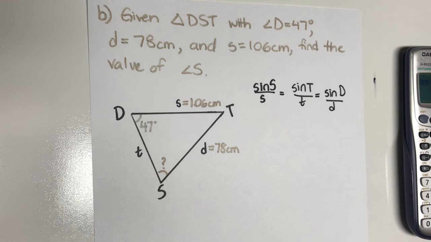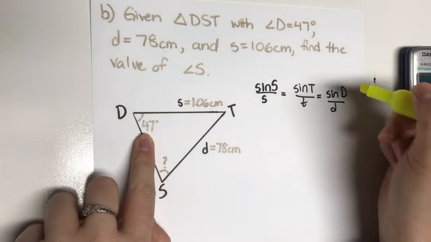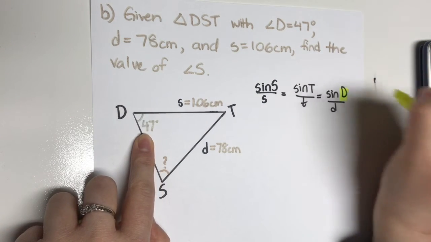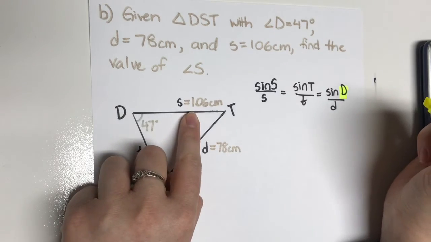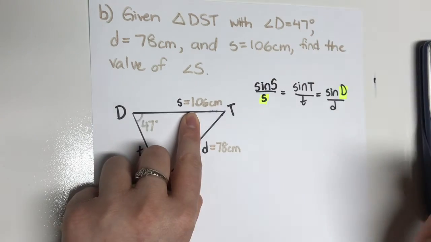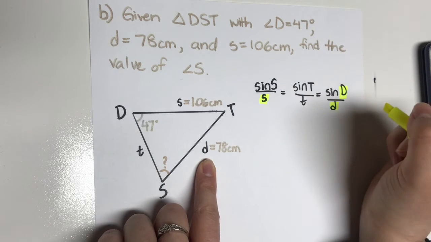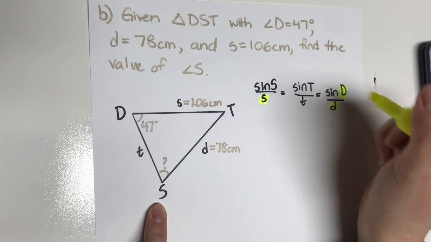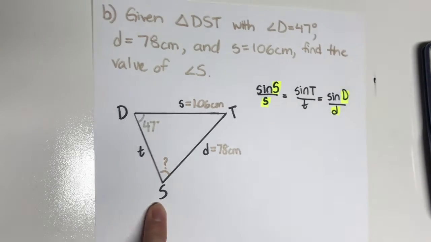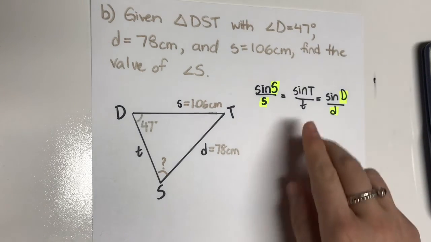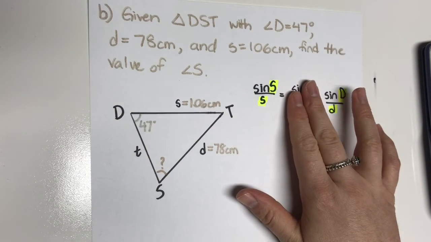Just like I did in the other question, I'm going to highlight where I have information and where I need information. So I have angle D. I have side length S. I have side length D. And I'm looking for angle S, which means I don't need to worry about the T.